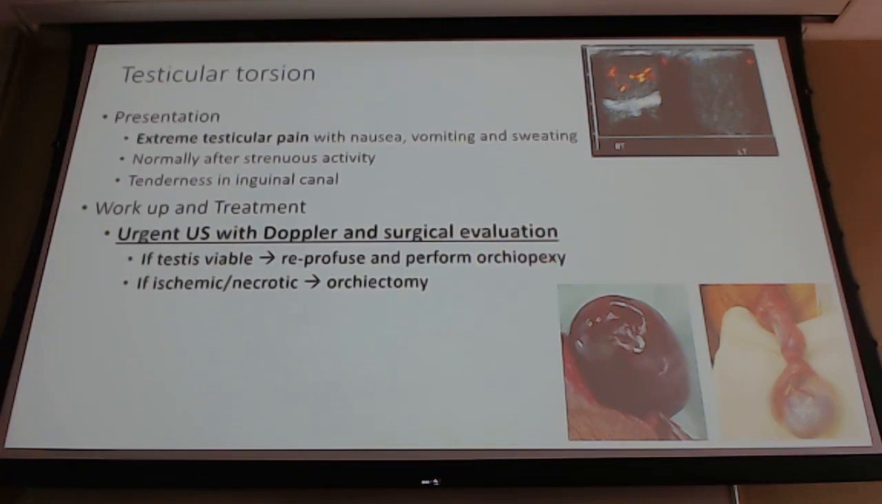They are most likely going to go to the OR and either do an orchiectomy if it's necrotic, like this picture down here, lovely purple. If it's viable, they will reperfuse it. They'll wait a couple minutes to make sure that it was just ischemic, and as long as it pinks back up, they'll tack it down with an orchiopexy. If it doesn't reperfuse, they get an orchiectomy.